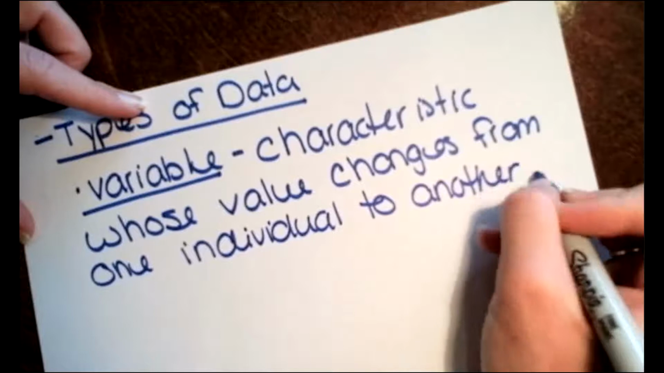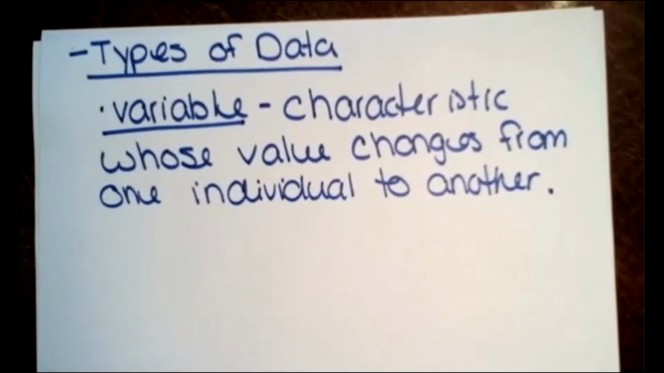So now go back and look at your sentence. You have all these words, and they have different values associated with them. That's my variable, right? It's changing from word to word. The number of letters in each word changes from word to word. My word's my individual. So that's just a little example to kind of visualize what's going on here.